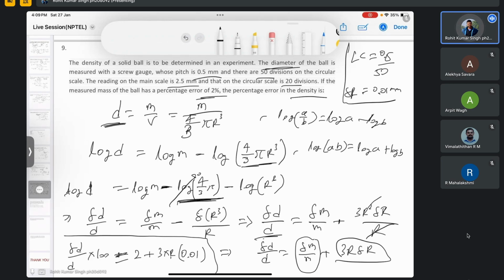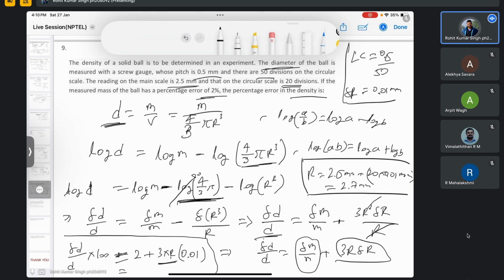And the radius you can find here. So reading is 2.5 mm and then 20 divisions. So again, let me calculate the radius. So radius is 2.5 mm plus 20 into 0.01 mm, which is 2.7 mm, right? So put all these things here, and you will get an error of 3.1% or something.